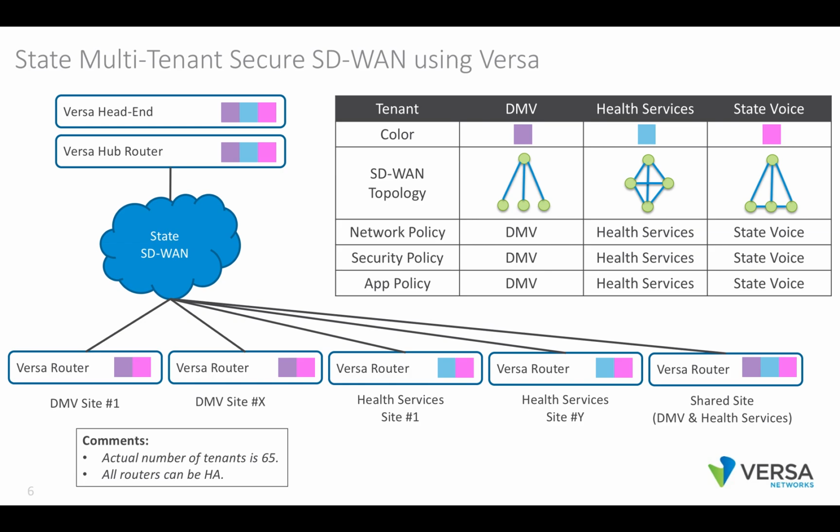This allows the state to build out infrastructure for a multi-tenant SD-WAN and have each agency leverage common network appliances, hub routers, directors, and analytics for management and controllers. Each department doesn't have to buy their own separate infrastructure. They can leverage common infrastructure, but still have robust segmentation between departments.